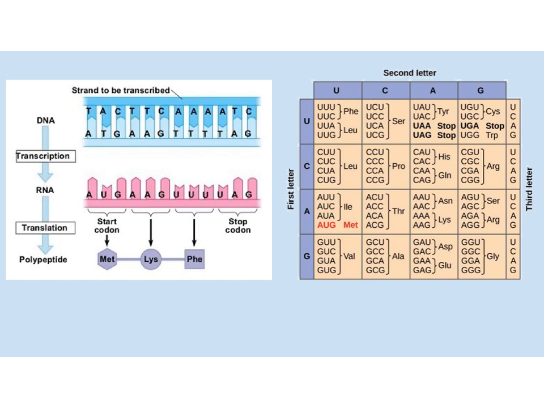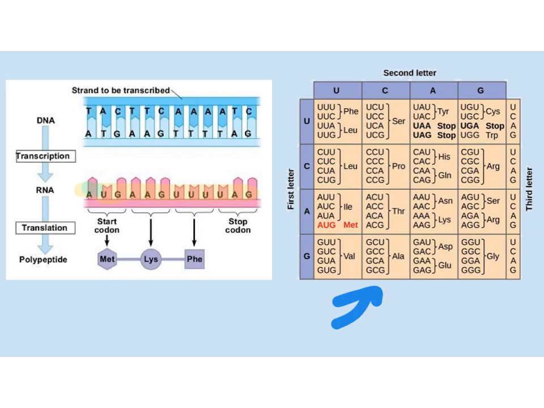Now, this little table over here is a very important table. It tells you what the amino acid is based on the letter sequence. Let me show you how you use this table. So let's take a look at the mRNA sequence. Here's my mRNA sequence right here: AUG, AAG, UUU, UAG. Now we are going to decode this.